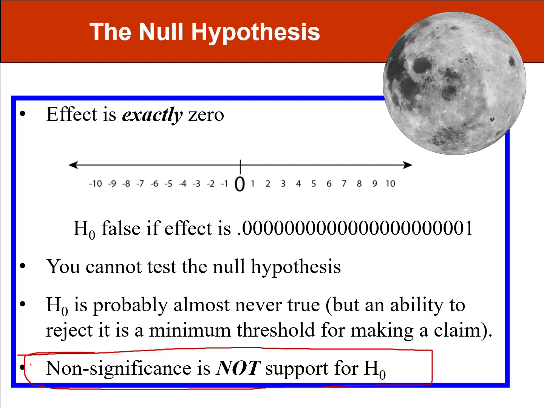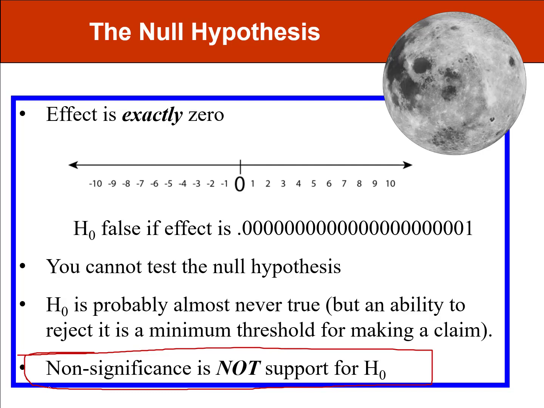And that is a bad way to interpret results. If you get non-significant results, it's not support for the null hypothesis. It just means you failed to detect anything. And just because your sample was too small to detect anything doesn't mean there's nothing there to detect.